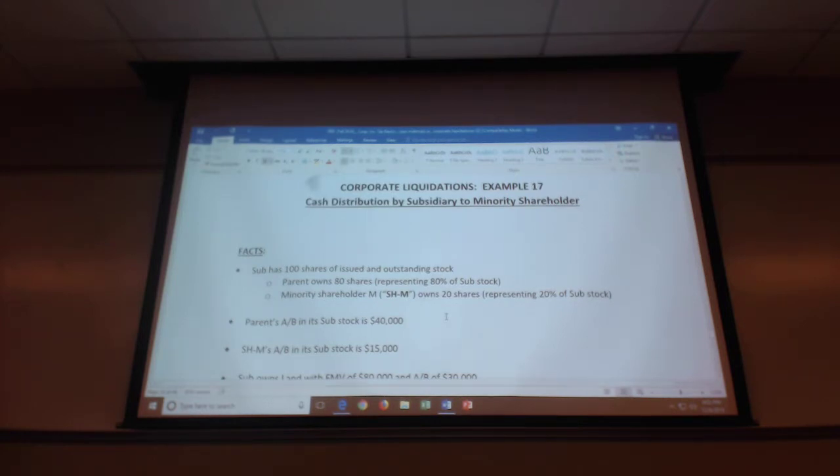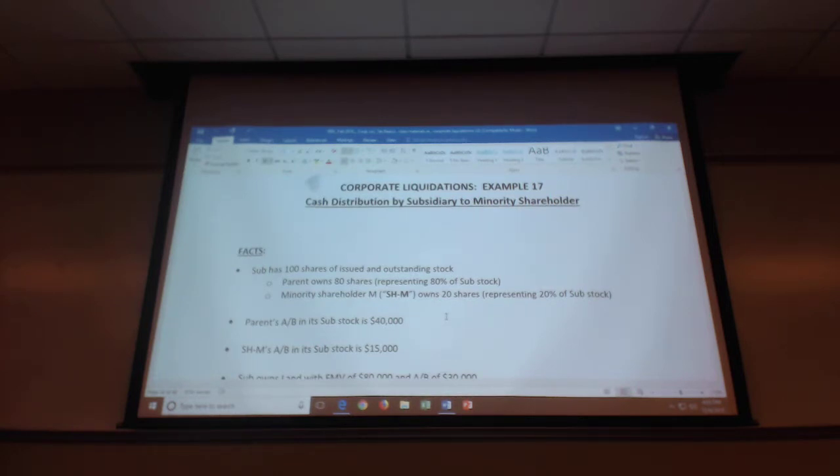So, remember the basic fact pattern here. In order to have a 332 liquidation, which has a twofold benefit, the 80% parent stockholder avoids recognizing gain or loss on its receipt of the distributions, and the subsidiary that distributes the property to the parent doesn't have to recognize gain or loss on those distributions. That kind of all makes sense.